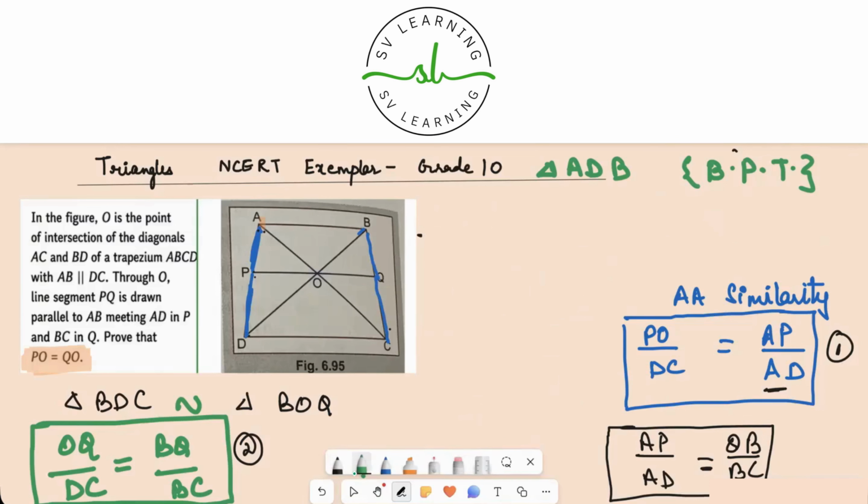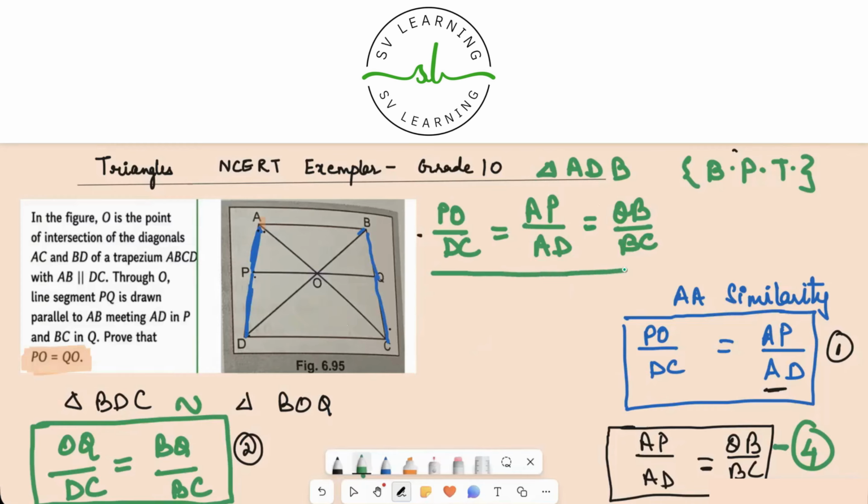So after this result, if I analyze everything, what have I got so far? I have got PO by DC as AP by AD. That was the first thing. But now I am saying that AP by AD is also equal to QB by BC. Okay. So this will be now the next useful result. So we are almost done in the question.